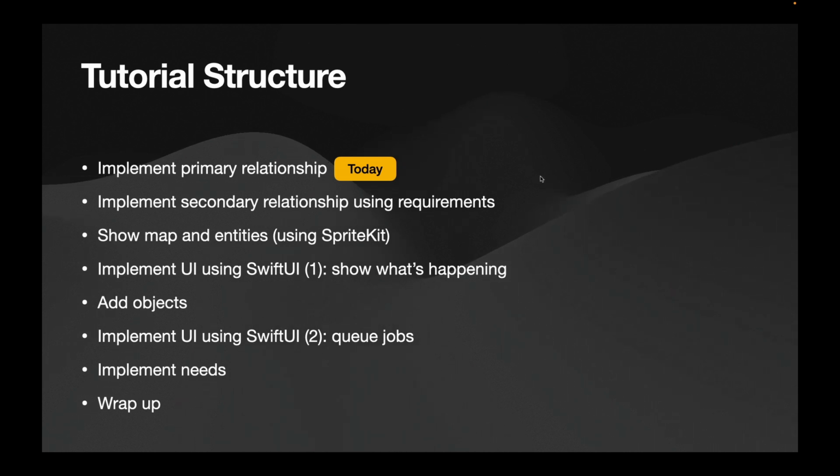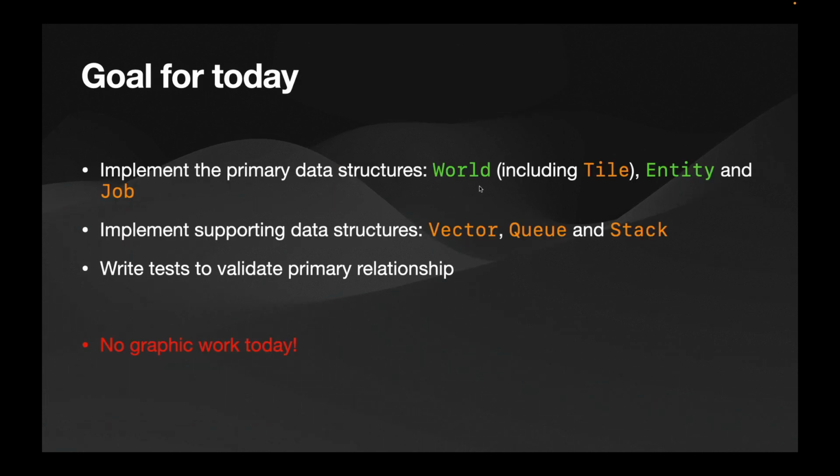Now, the tutorial structure will be somewhat like this. It's a bit difficult to predict right now how many episodes this is going to take, but I assume at least 8 to cover all these topics, perhaps some more, because some things do really take quite some time, especially when we start diving into user interface work. And today we'll focus on implementing the primary relationship, and that means implementing the primary data structures, the world, including tiles, entities, and jobs.